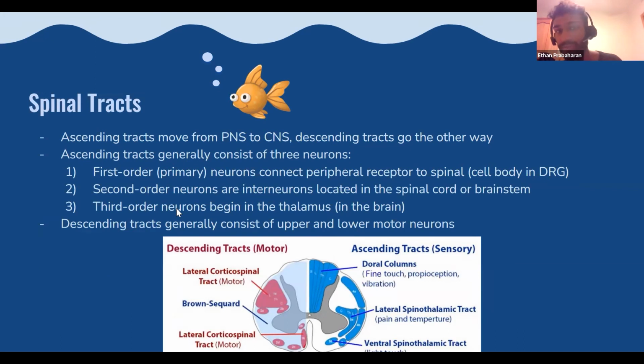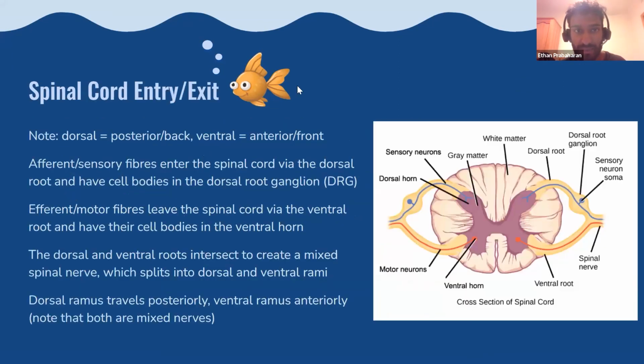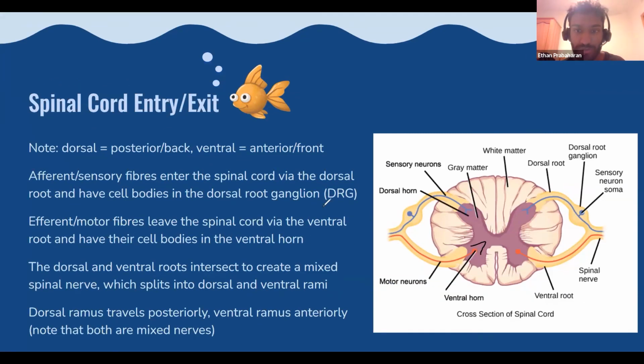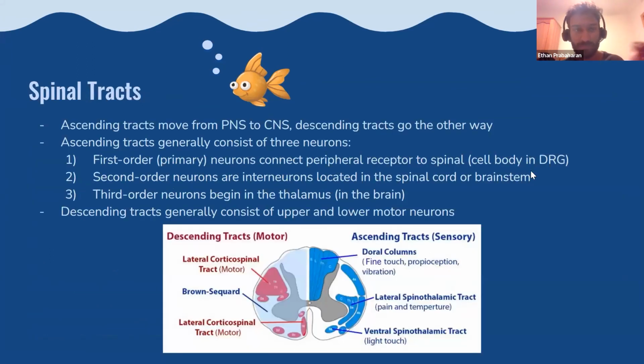Descending tracks are a little bit more simple. There's just 2 neurons, upper and lower motor neurons. So the brain sends out an upper motor neuron that will come down to the spine to the required level. Then at that level of the spine, it will synapse in the ventral horn. So if we go back here in this ventral horn, it will synapse. So there'll be a nerve here onto this lower motor neuron, which will go and innervate the muscle. So ascending, 3 neurons, primary, secondary, tertiary. Descending, 2 neurons, upper and lower motor neurons.